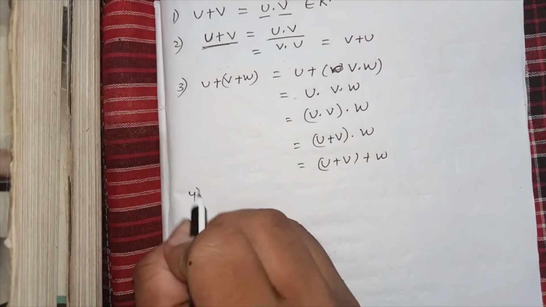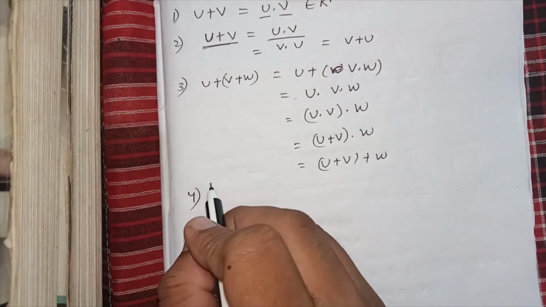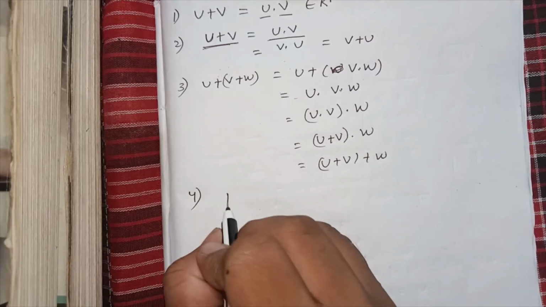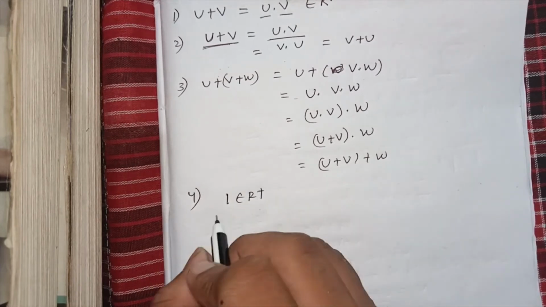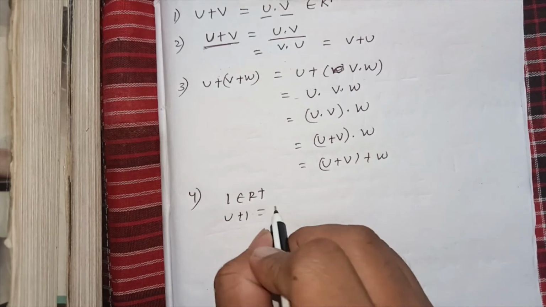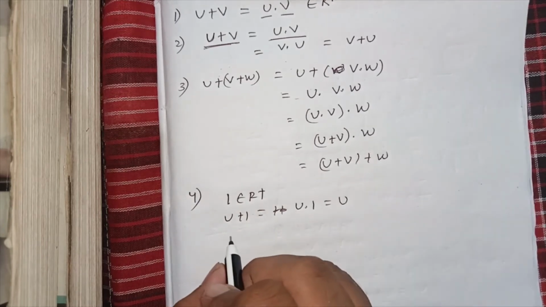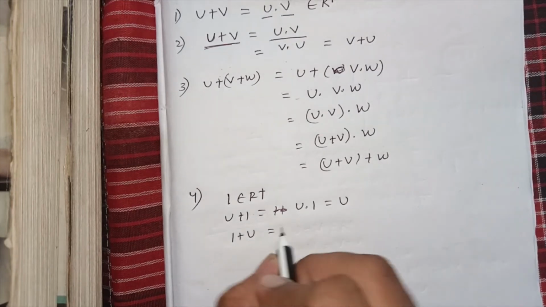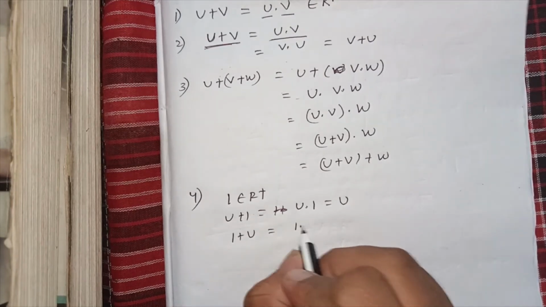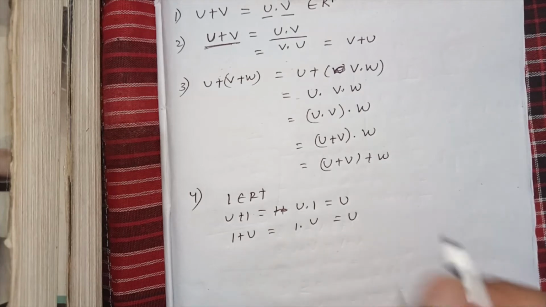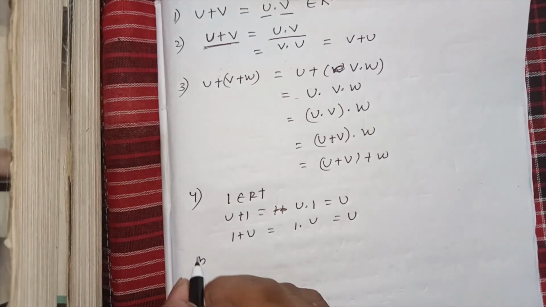Then the next, number 4. As 1 belongs to R plus, then u plus 1 is equal to u into 1, which is equal to u, and there is just 1 plus u is equal to 1 into u, which is equal to u. The same we are getting, u, and this is the proof of the fourth point.